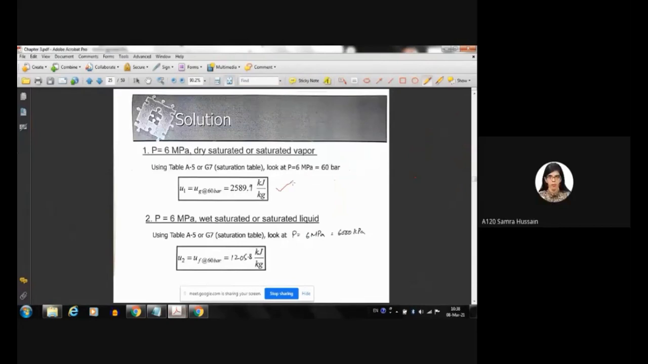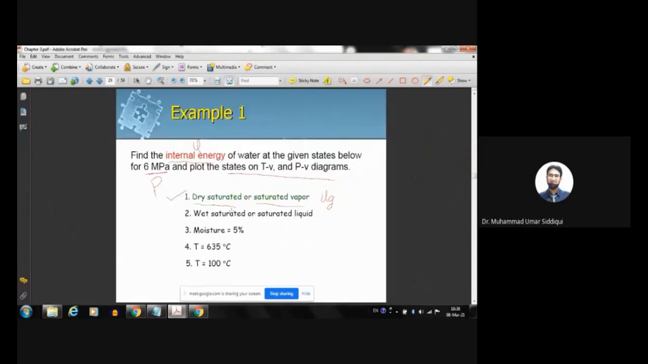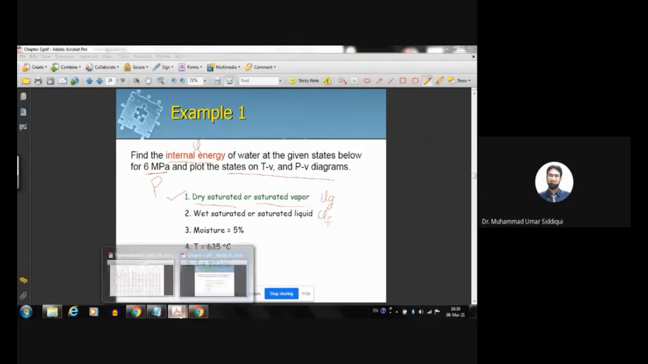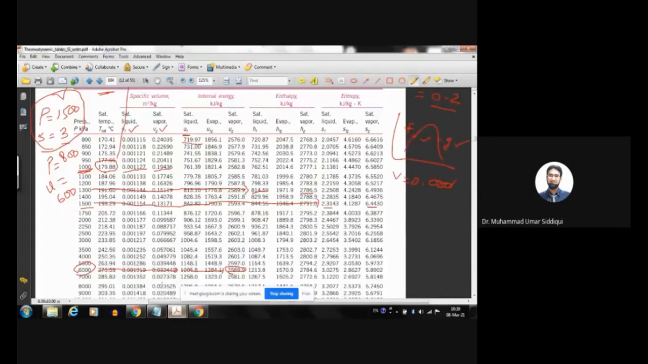Yes, sir. Now, the second thing is that we need to find wet saturated or saturated liquid, which means UF. Go into the table. The UF value will be 1205.8.